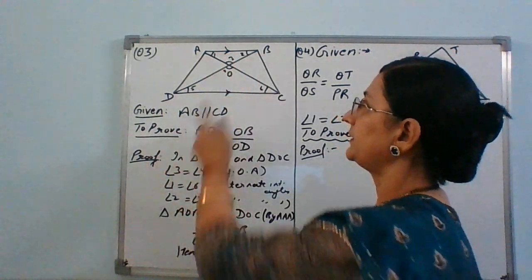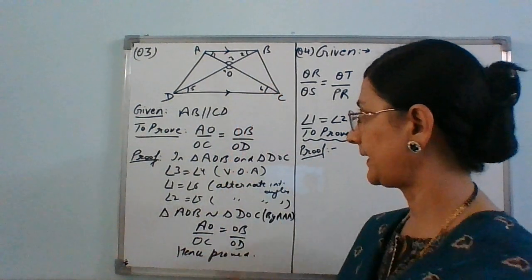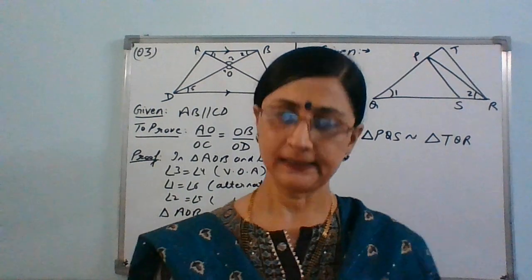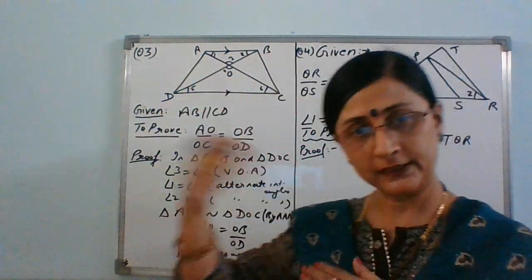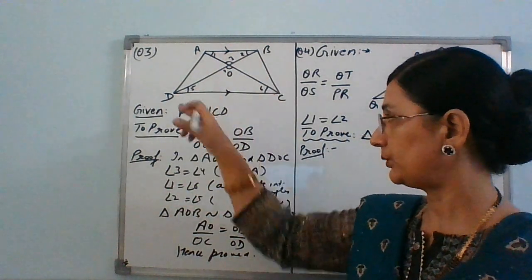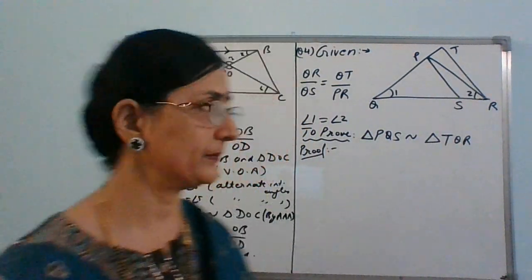3 is equal to 4, vertically opposite; 2 is equal to 5, alternate interior angles; 1 equals 6, alternate interior angles. So in these two triangles, all the corresponding angles are equal. So they are similar. When they are similar, the sides are in ratio. Take AO of one triangle and OC of the other triangle, OB of the upper triangle and OD of the lower triangle. So they are in ratio. Hence proved. It's that simple, right?